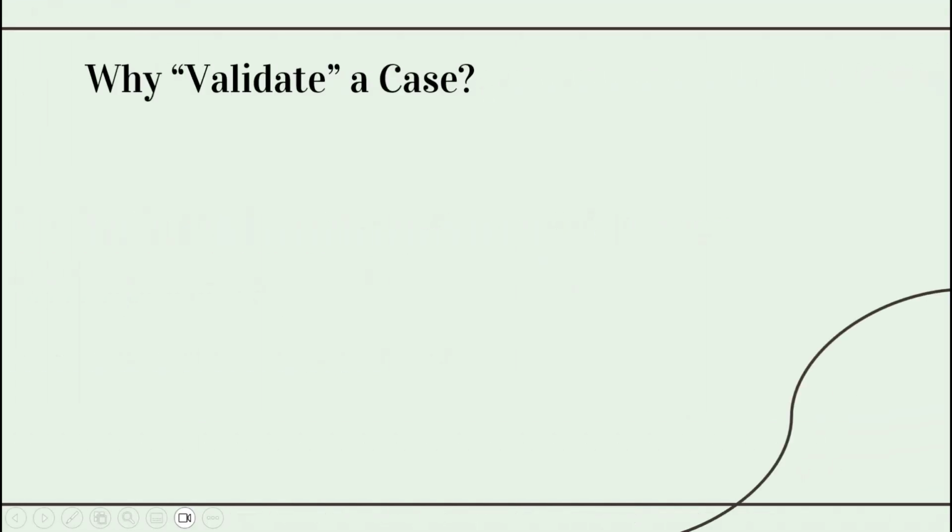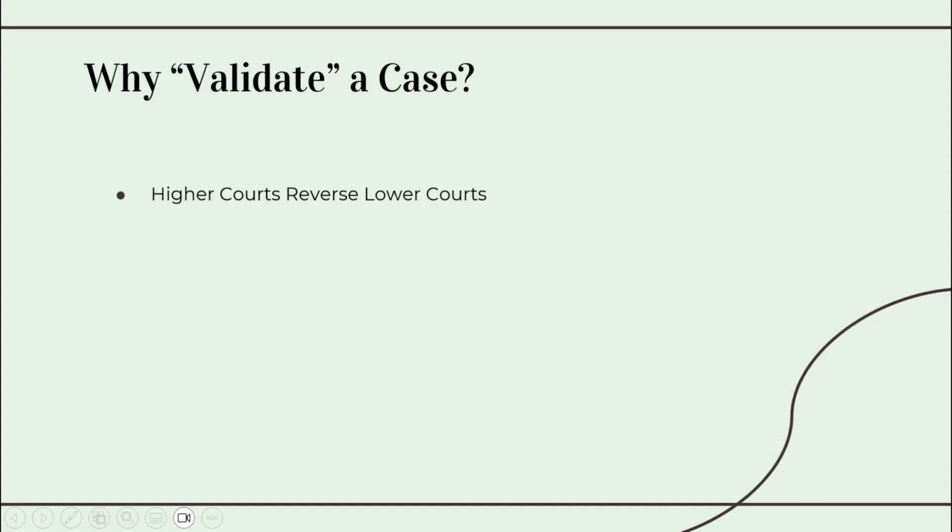First, let's think about what we're doing when we validate a case. Why do we do it? Well, first of all, cases get reversed. Now, if a case was bad for your client, you might be happy to see that it was reversed. If a case was good for your client, it might upset you to find out that it had been reversed on appeal. However, there's one thing you need to keep in mind.